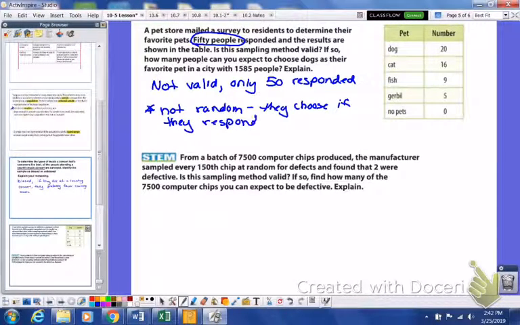So it wouldn't be like walking down the street and randomly asking every 5th person that you saw. So again, not random because they choose if they respond, and when it's not random, that makes it biased or not valid. Okay, so we have another example here.